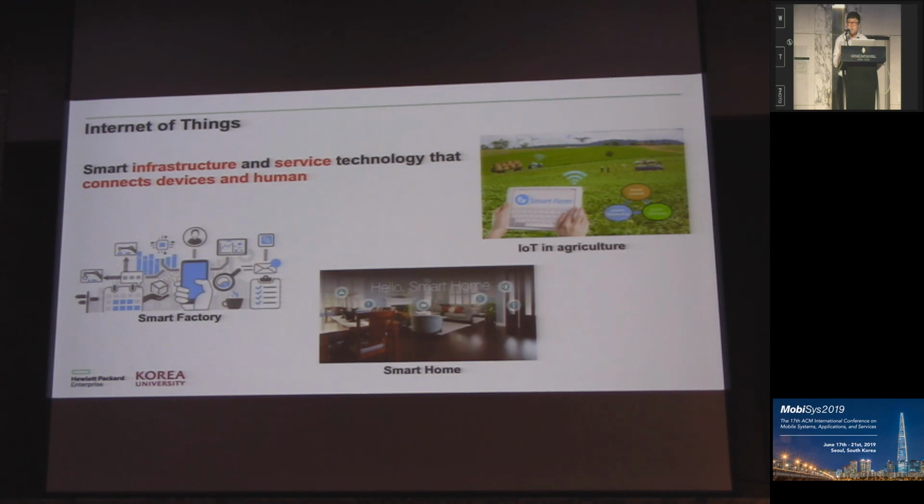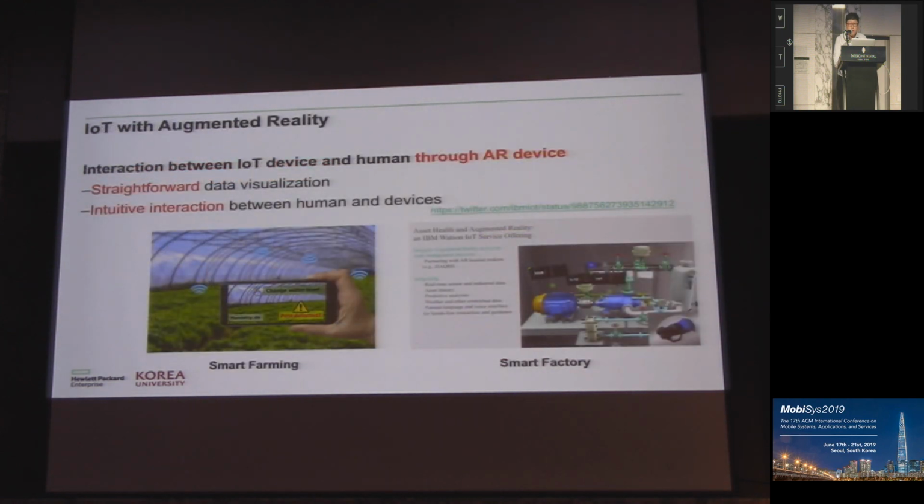The Internet of Things is smart infrastructure and device service technology that connects devices and humans. It has a variety of applications such as smart farming, smart factory, and home IoT. One of the important issues in IoT is how intuitively the user interacts with the IoT devices. Introducing augmented reality to IoT is one of the best ways to solve it.